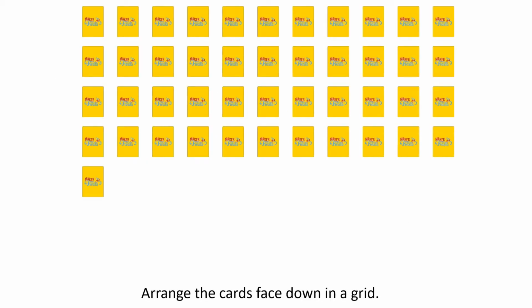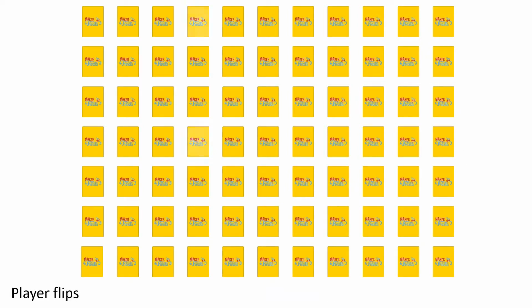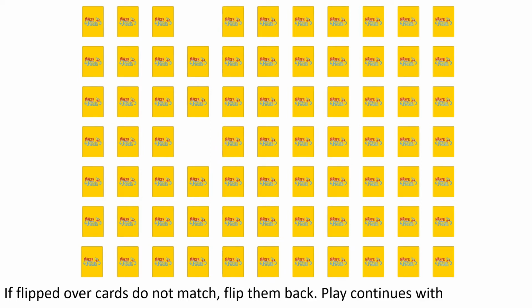Arrange the cards face down in a grid. Youngest player goes first and flips over two cards. If they match, player collects the match cards and continues playing. If the flipped over cards do not match, flip them back and play moves to the next player.